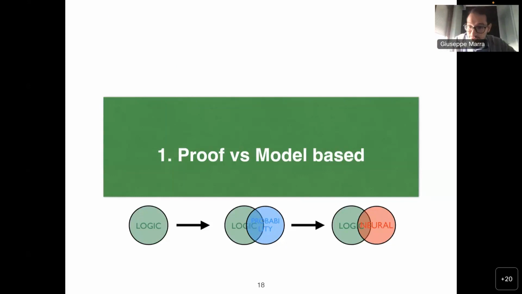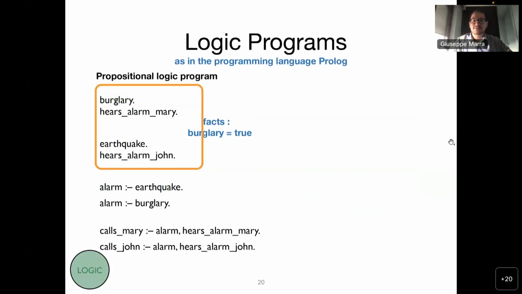So let's start with the proof-based, and in order to describe proof-based, let's start with logic programs. Logic programs like this one that you see in the slide, like those that you can write, for example, with the programming language Prolog, are built by facts, so statements that are true. For example, in this very famous example, the burglary is true, earth alarm Mary is true. These are facts, things that you know are true. And then it's made by a set of rules.